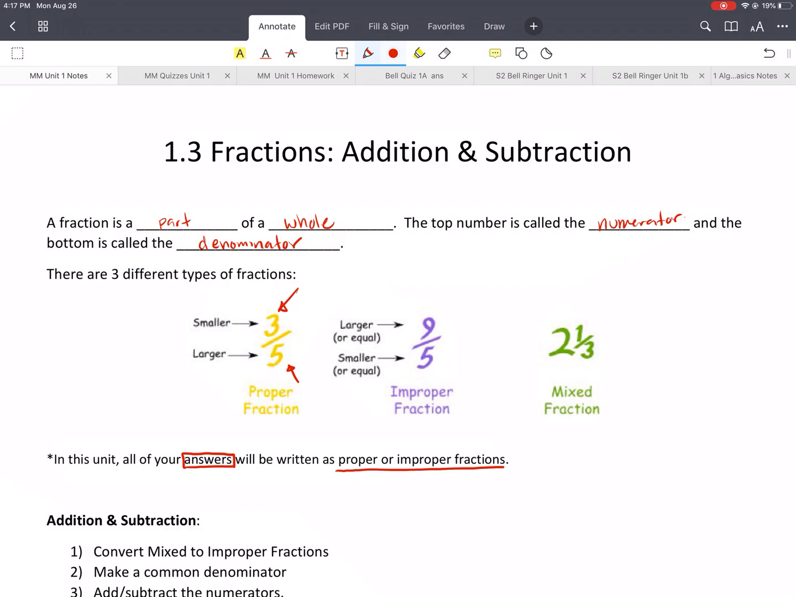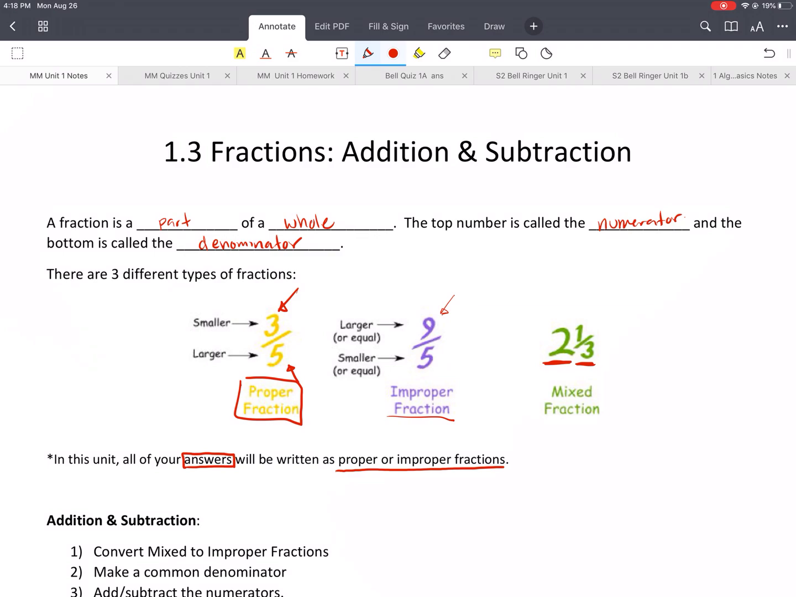Okay, there's 3 types of fractions. There's a proper fraction, where the numerator, the top, is smaller than the bottom. And there's an improper fraction, where the numerator is higher or larger than the denominator. And then there's a mixed fraction, where we have a whole number, and then we also have a fraction.